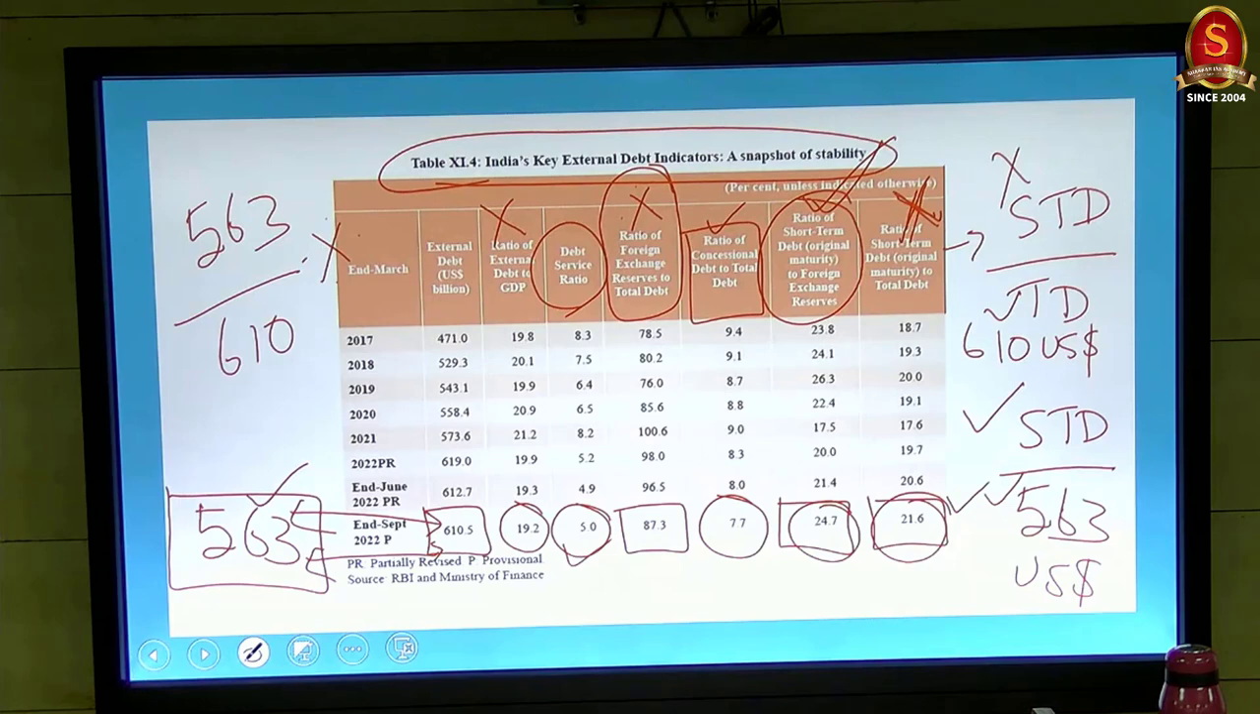NRI deposits, there are three types of it. One is NRI ordinary, NRI external, and FCNRB account. There are three types of it. Foreign currency NRI deposits. Should I tell you the details? Are we going overboard? No? You want to know what these three types of deposits are?